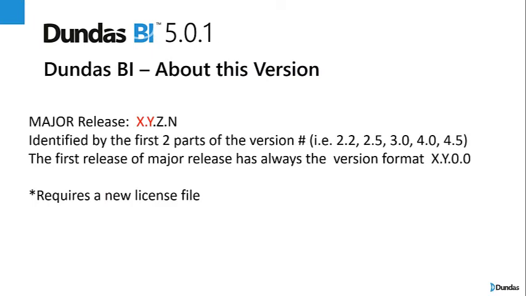So what I'm showing you today is Dundas BI 5.0.1. Now, why am I talking about this? I want you to understand what the numbers mean in here. The 5 is, of course, a major release, right? And Dundas releases a major basically every year. The 0 in between is kind of a major minor, if you will. And the third number, the 1, is basically indicating that this is a minor release.